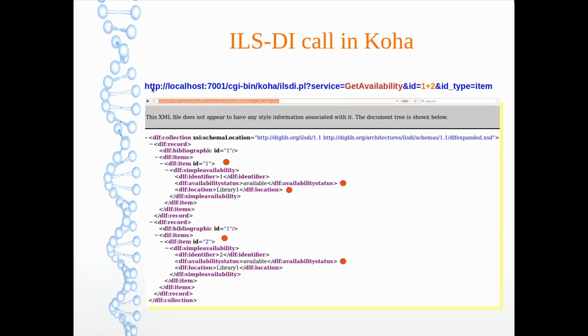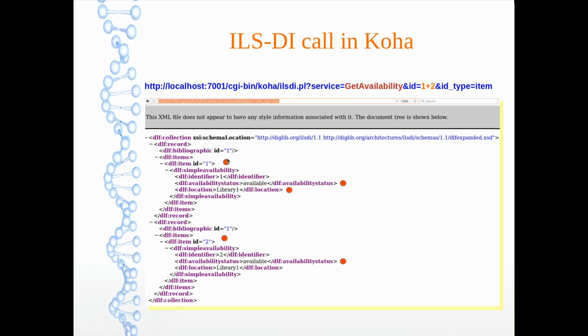Here you can see in this particular example, if I make a query to Koha ILS-DI.pl that gets availability, item ID equal to 1, and for all biblio ID equal to 1 and item ID equal to 2, that is for 2 items under the biblio ID equal to 1. Here you can see in this red circled line that item ID is 1, biblio ID is 1.